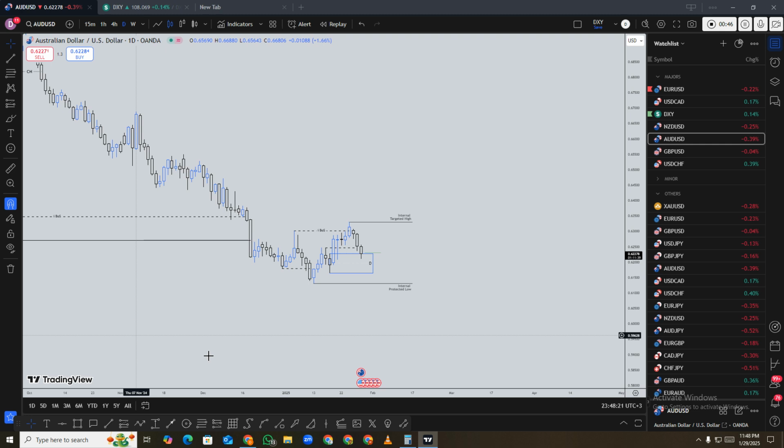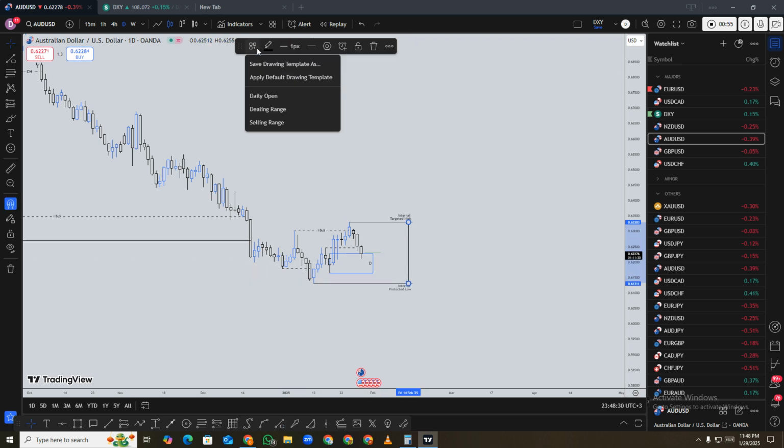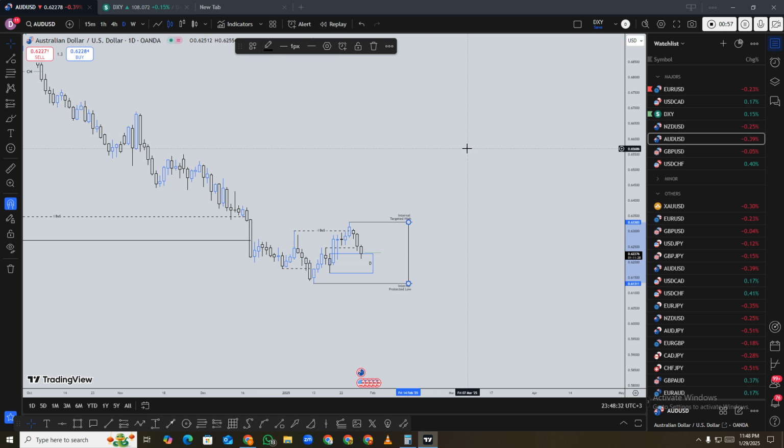Let me mark that out for you. This is our dealing range. We have our internal targeted high and the internal protected low. In between, we need the market to retrace at least to the 50% of the dealing range, from this high to this swing low.